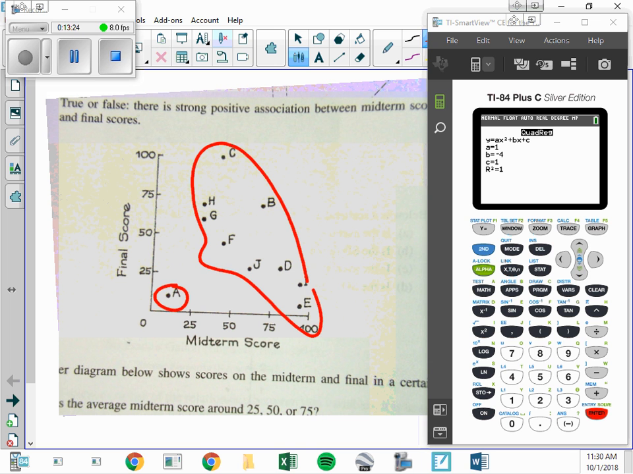Okay, was the SD on the scores of the final around 10, 25, or 50? So we want the average distance from the average.